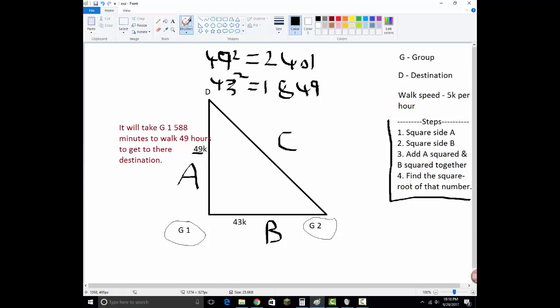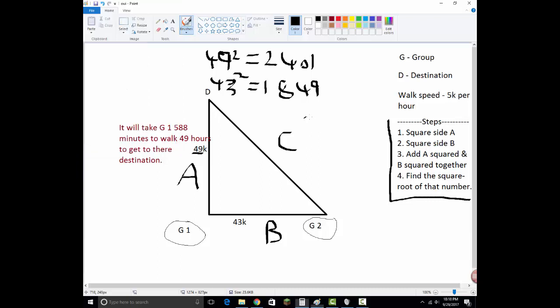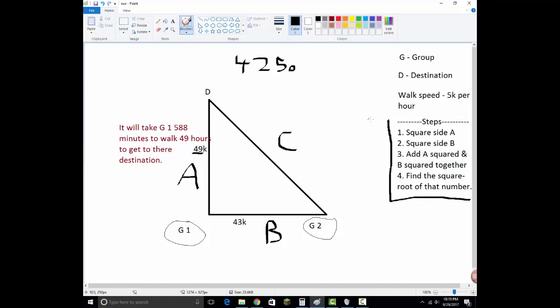Okay, next step. Add A squared and B squared together. It's really simple. Get these two numbers and add them together. So 2,401 plus 1,849 equals 4,250. Let's write this number down so we can remember it. 4,250. Step 4. Find the square root of that number.